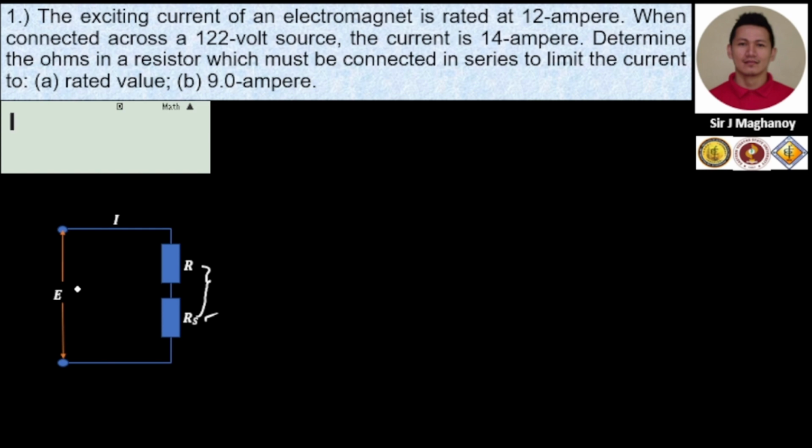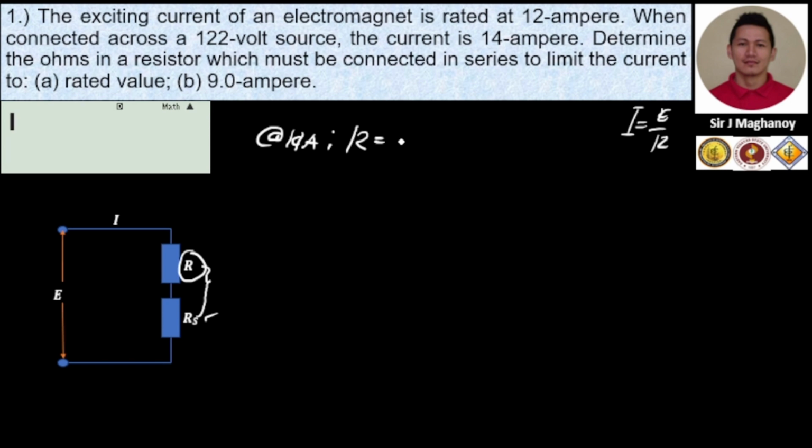In this type of problem, we have the rated value and the actual value. Let's start with our actual value of current, which is 14 ampere. What is the value of our R at 14 ampere? We'll use Ohm's law: I is equal to E over R. We transpose R, so the value of R is equal to voltage over current.